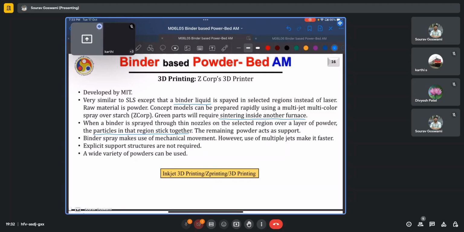Explicit support structures are not required because firstly, the loose powder particles themselves are acting as support structures. And secondly, there are no thermal stresses involved here or no residual stresses involved, such as was the case in powder bed AM. And therefore, there is a very low probability of warping of the parts. Since there is no warping, we don't even need the support structures to restrain the part in place. And as discussed, a very wide variety of powders and almost all the engineering materials can be processed by this route.